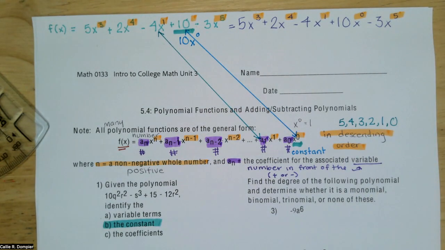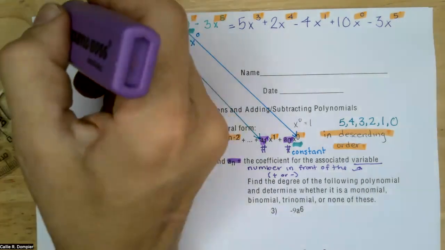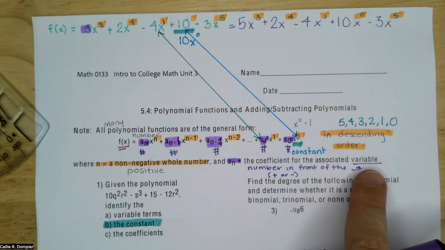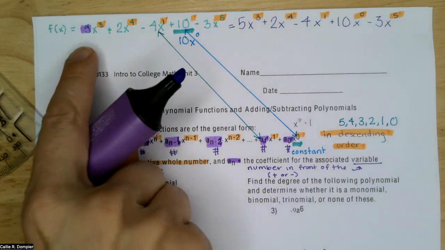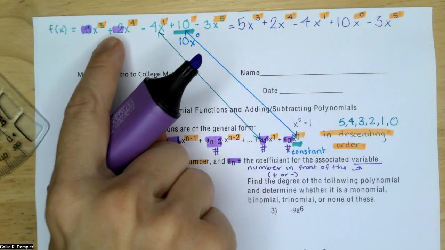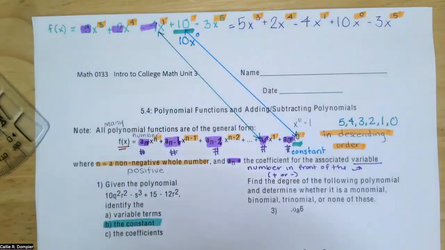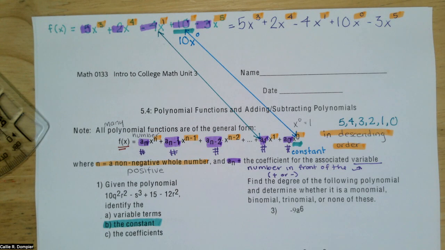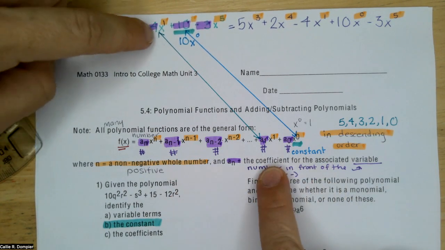Before I do that, just to cover everything, remember I said purple? The purple is, in this case, the 5, not the x. It's the number in front of the variable. It doesn't count the variable. So that 5 is a purple. That positive 2 is a purple. Always include the sign in front of it. The -4 is a purple. The positive 10 is a purple. And the -3 is a purple. Okay? So those are our coefficients.